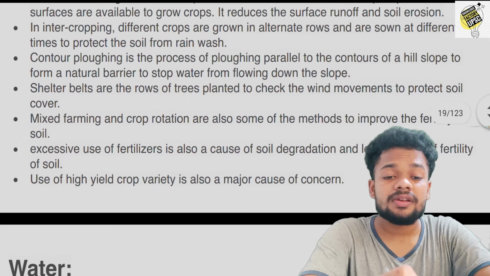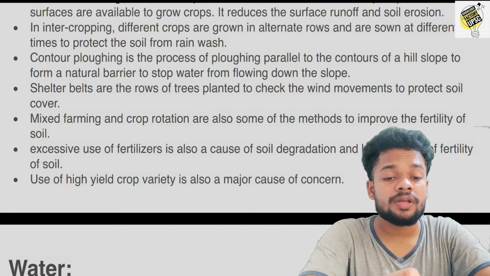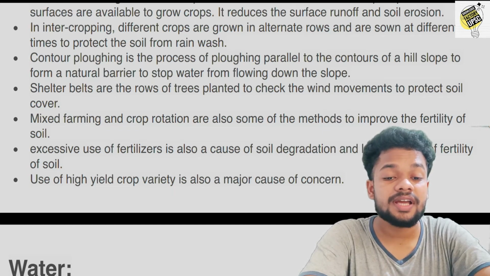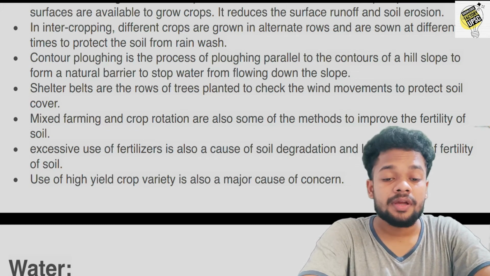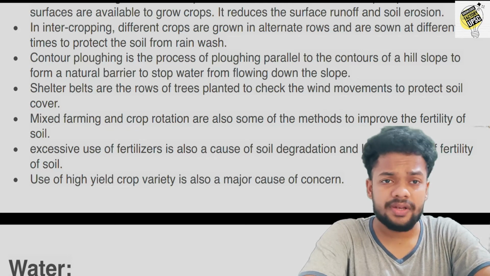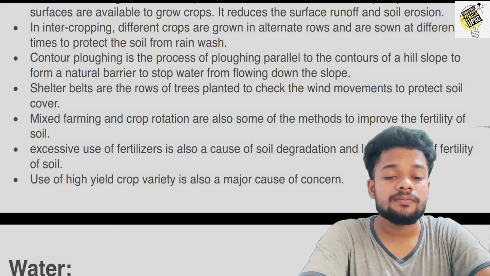Then intercropping is very different. Intercropping is another method in which different crops are grown in alternate rows and sown at different times to protect the soil from rainwash. That means intercropping plays an important role in maintaining soil nutrition. Then the contour plowing.